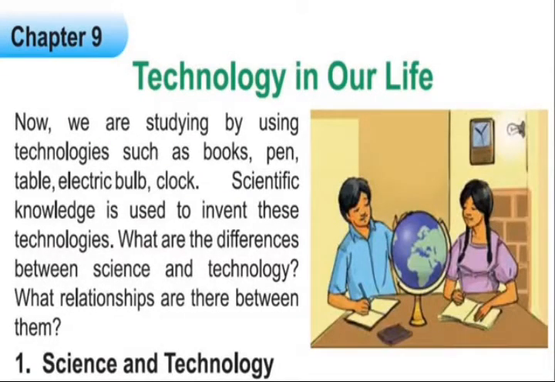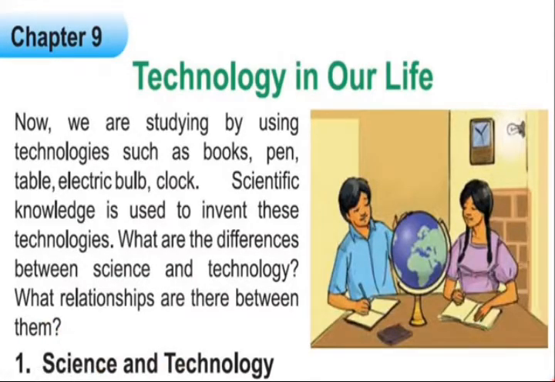Okay, now I'm starting. Chapter 9, Technology in Our Life. Now we are studying by using technologies such as books, pen, table, electric bulb, clock. Dear students, at this moment you're watching this video using your phone or computer. These two devices are also technology. Scientific knowledge is used to invent these technologies. What are the differences between science and technology? What relationships are there between them? We will know, but let's read the book first.